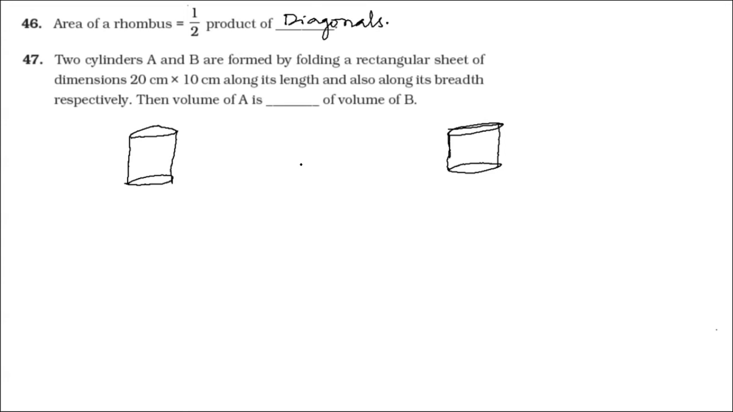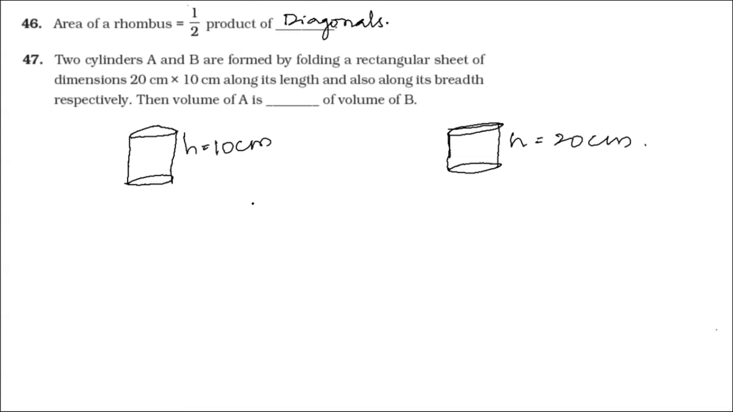Suppose it is folded along its length, which is 20 centimeter. The resultant figure will have a height equal to 10 centimeter. It is folded along the length. When it is folded along the breadth, the height will become equal to 20 centimeter. These differences you must know.